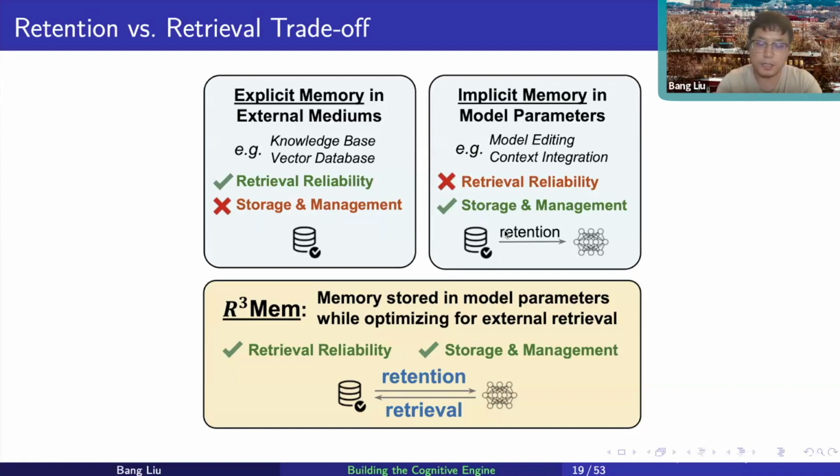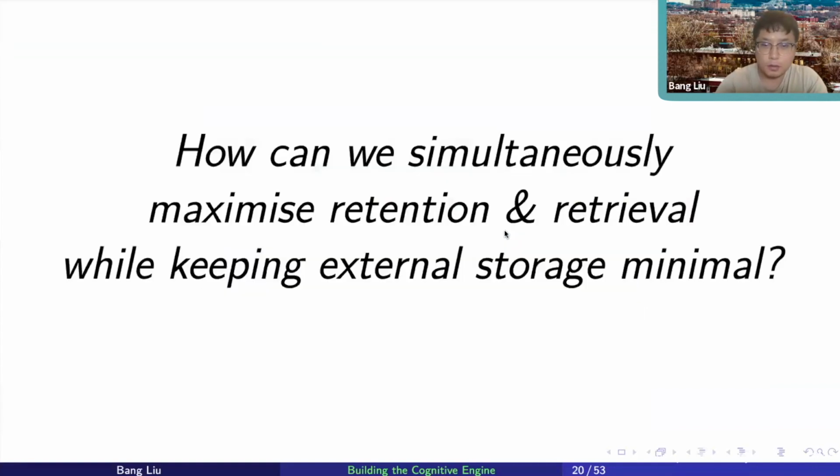Another way is implicit. You store memory in your network weights. In this case, it's quite scalable because no matter how much information you have, as long as your network size doesn't change, you are basically learning through your memory. But maybe it's less reliable to maintain all the accurate information, right? So we want to bridge the gap between memory retention and retrieval. That's what we call R3.